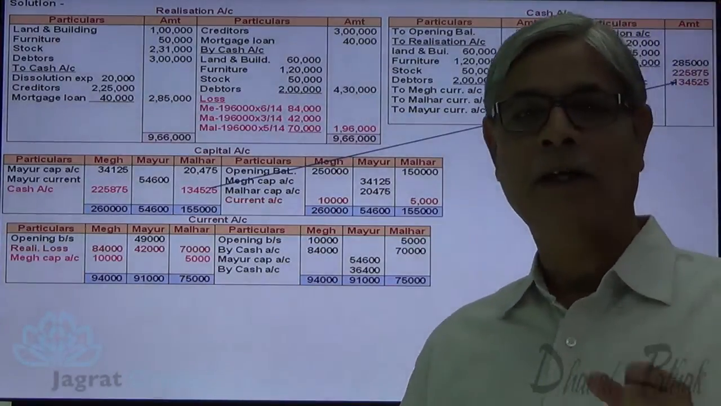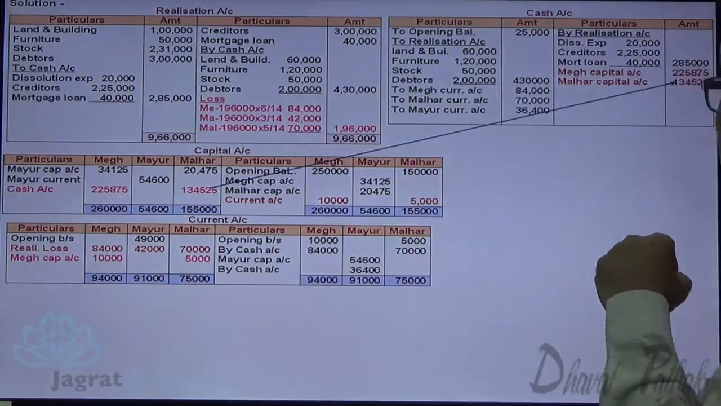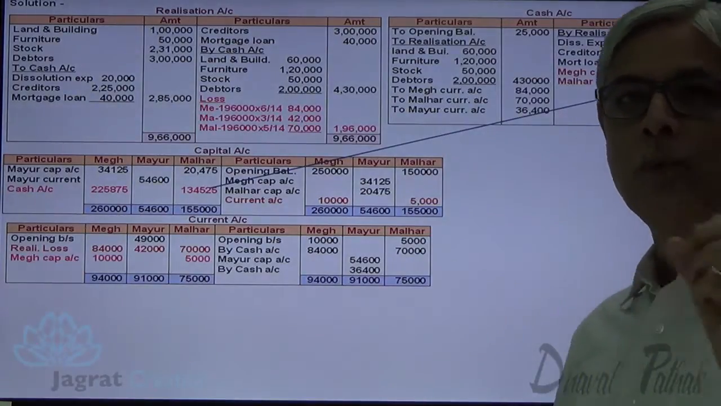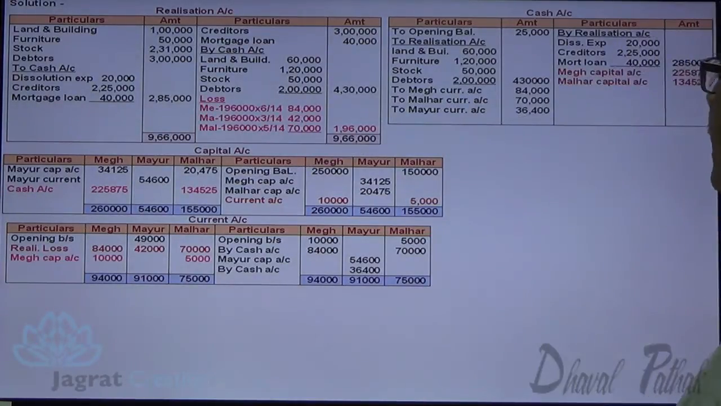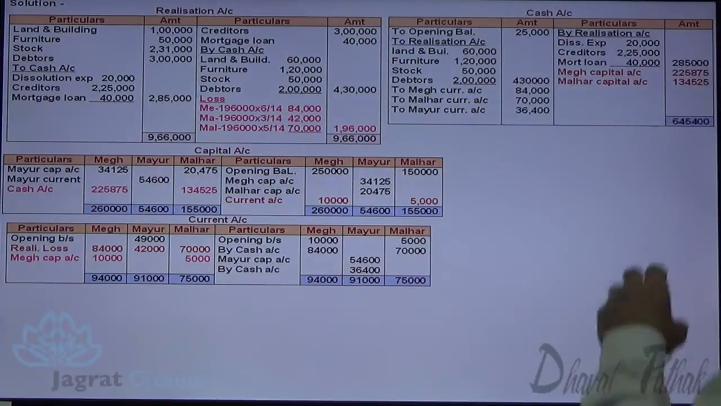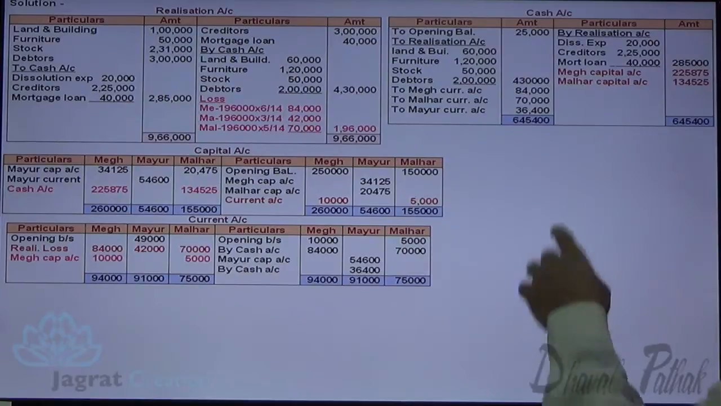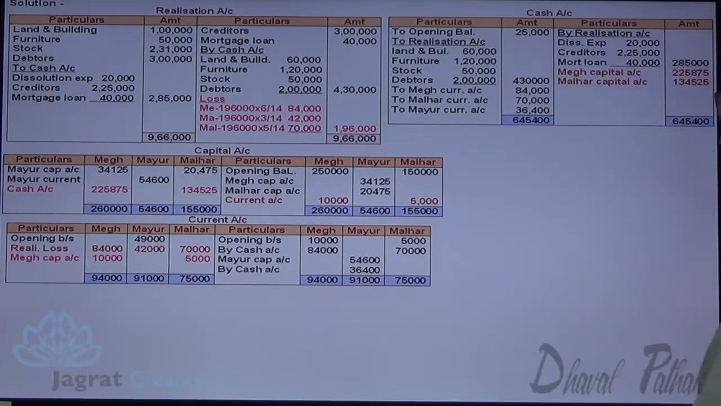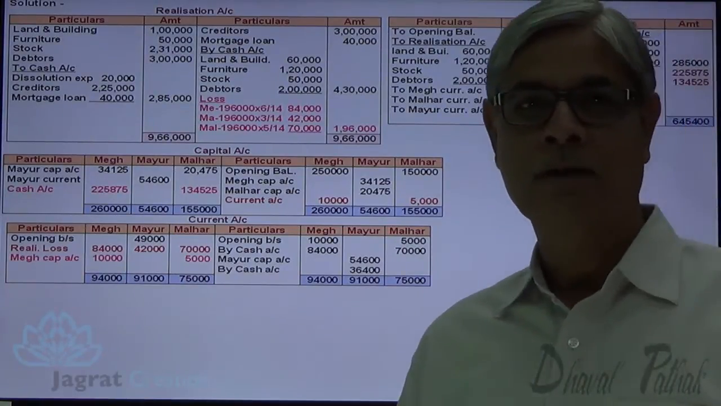Now ultimately I am required to close this cash account. The cash account should agree. The total of both sides should be the same. If you total the debit side and credit side, you will find the total to be 6,45,400. So this total agrees. This is how the sum on dissolution gets solved.